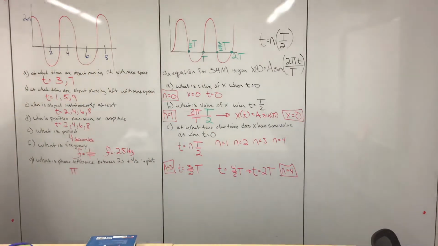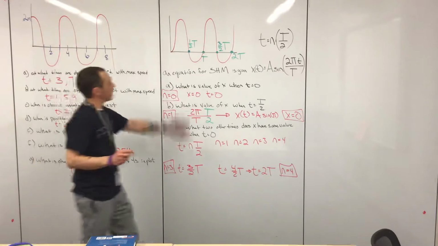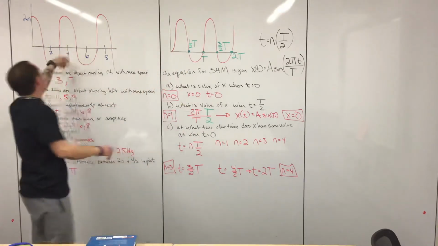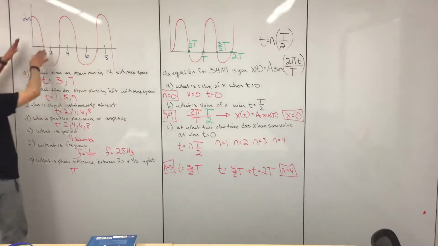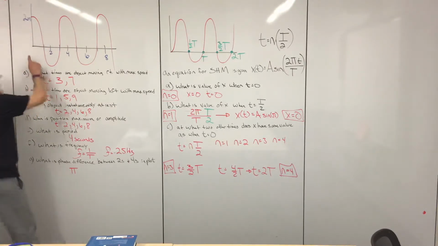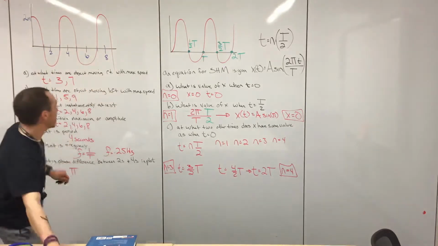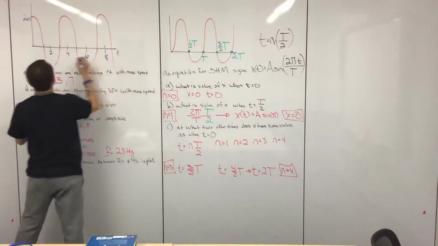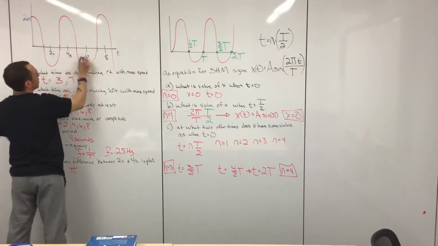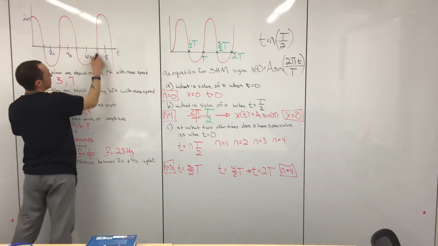So let's get going. We're given some questions here, and we're just going to answer them. For this first question, we were given this graph where the maximum amplitude is 2 meters, and down here is the time, the seconds. So this is 1 second, 2 seconds, 3 seconds, 4 seconds, 5 seconds, 6 seconds, 7 seconds, 8 seconds.